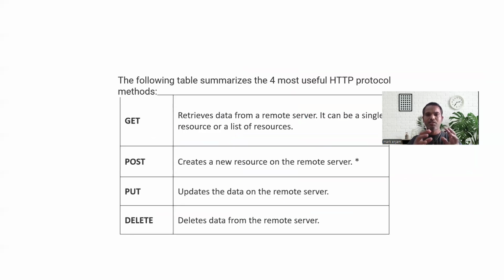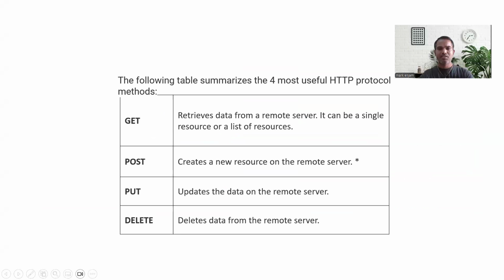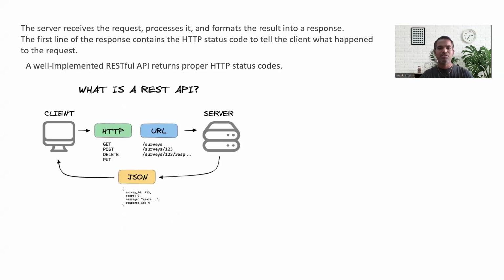The following table summarizes the four most useful HTTP protocol methods: get, post, put, delete. Get is a query kind of operation, which you will perform. Post creates a new resource on the remote server, and put updates the data in the operation you are performing. And delete is generally used for deleting a record.